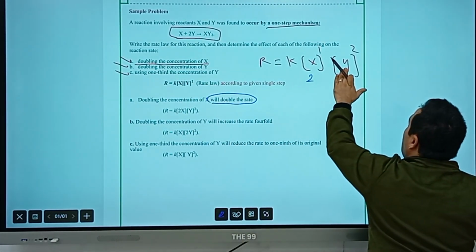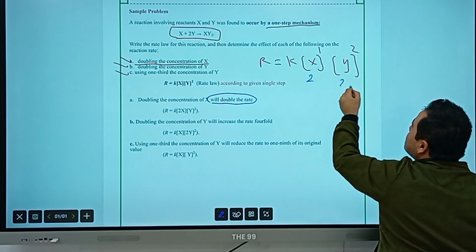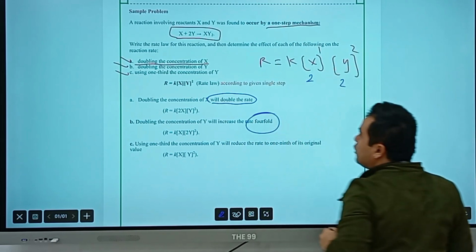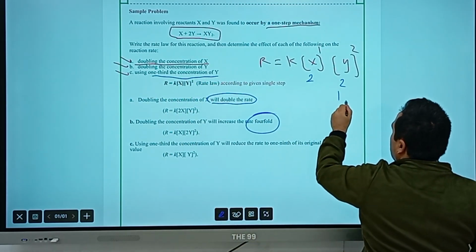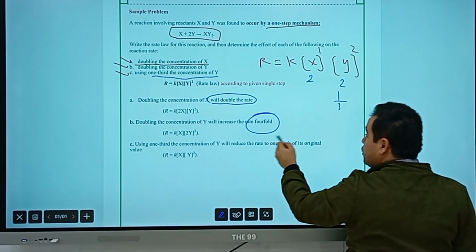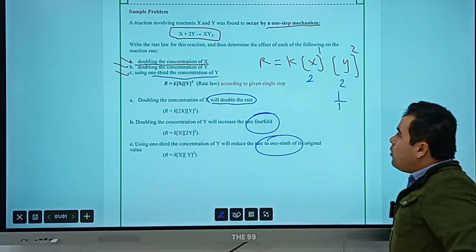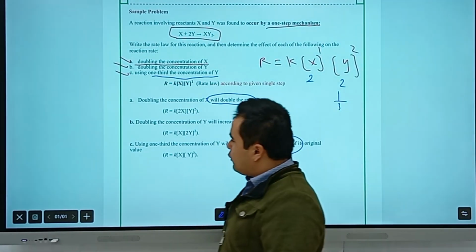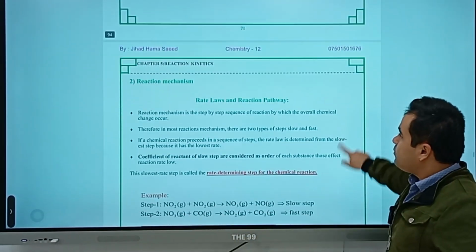Doubling the concentration of Y, X is not mentioned, so let X be constant. Doubling this quadruples the rate, 2 squared, it will be what? 4-fold the rate. Using 1/3 of the concentration of Y, 1 over 3 squared will be 1/9. Reduces the rate to what? 1/9 of the original rate. So as we increase or decrease the concentrations, that increases and decreases the rate of the reaction directly.